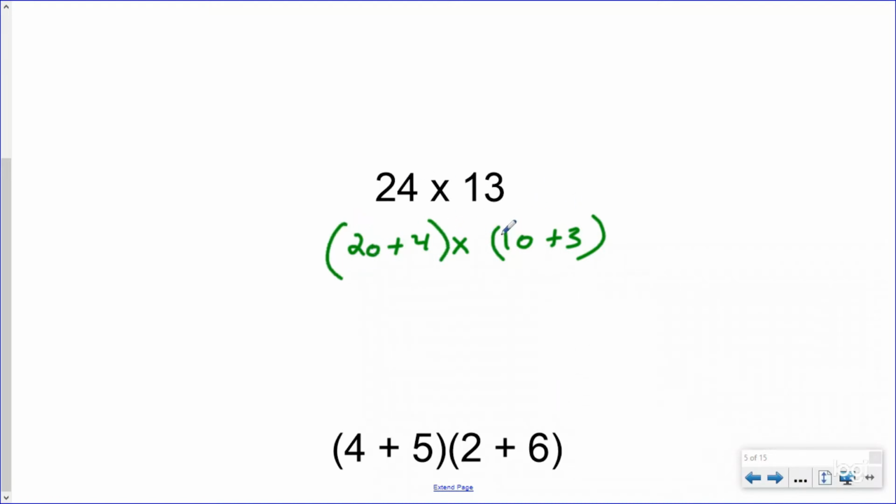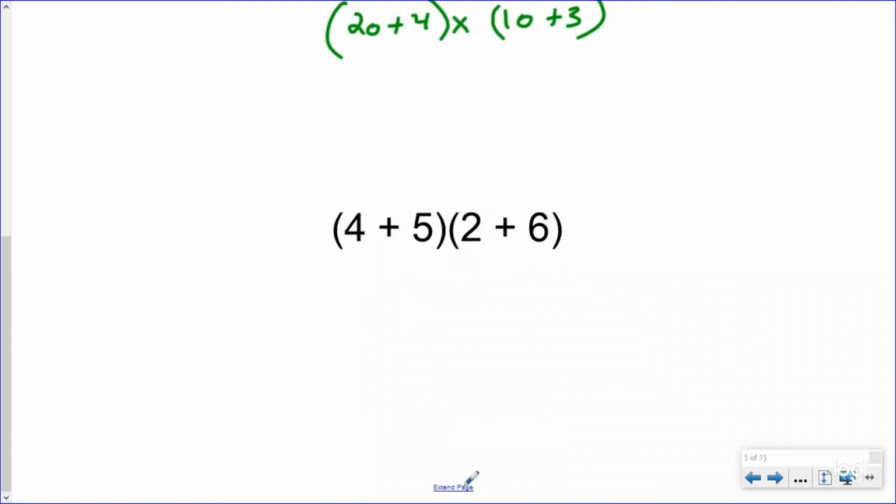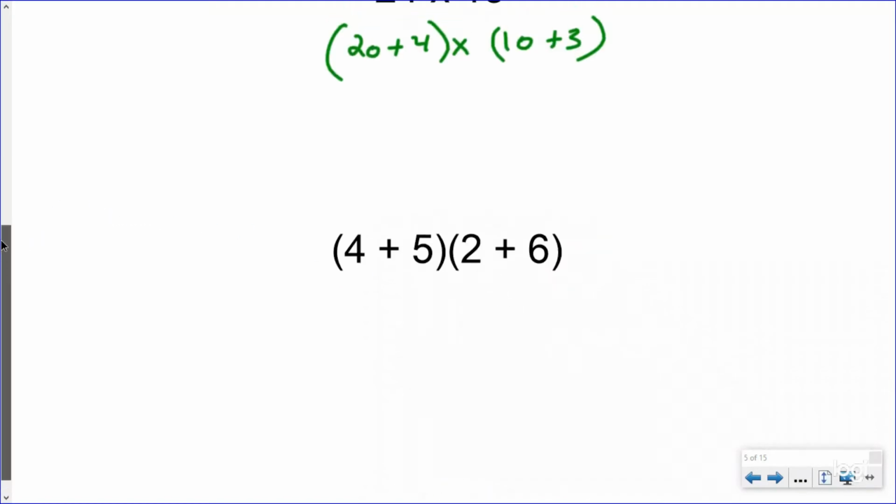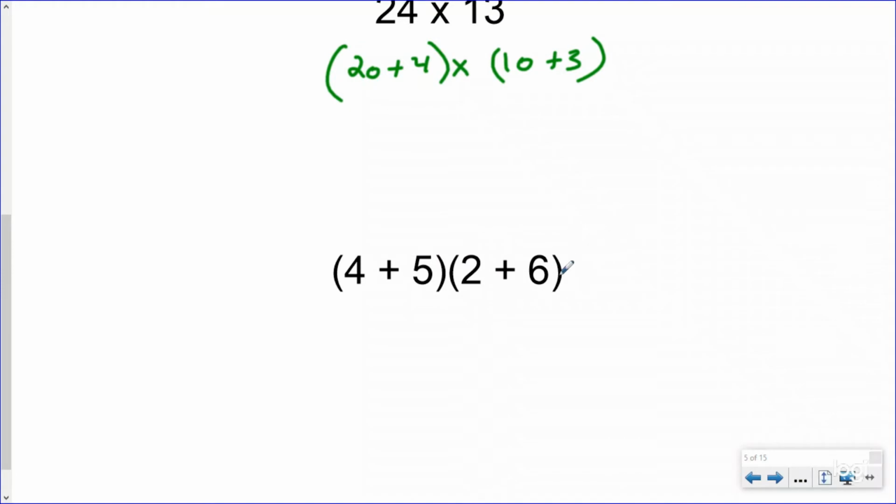So I'm going to leave this one alone and come down here, because this is one of the things you're going to have to be able to do. So for this one, 4 plus 5 times 2 plus 6, really what you're saying is 9 times 8, and your answer is going to be 72. But you split the 9 groups up, and then you split the 8 groups up. By the way, this would be a binomial, because there are 2 terms here, times another binomial, because there are 2 terms here. Well, you have to distribute each number out to the other number in the parentheses.